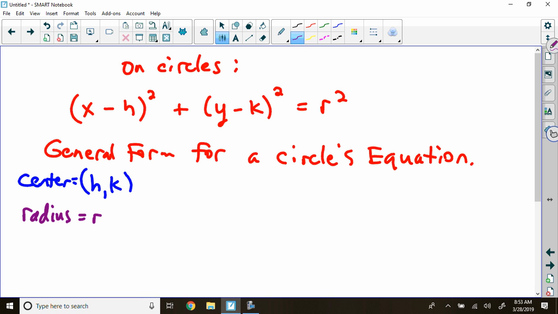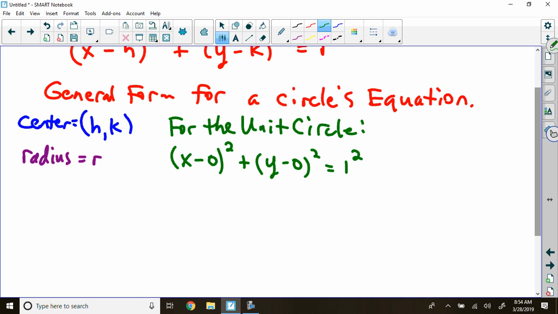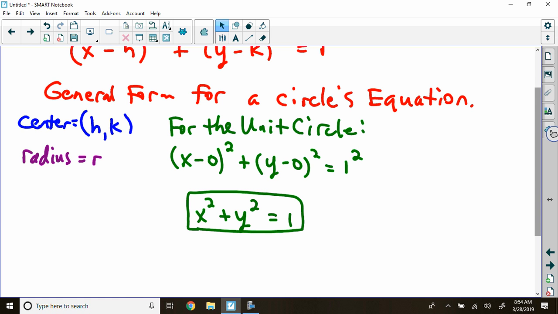Now for the unit circle, we can go ahead and plug some numbers in here and see what happens. x is still going to be x, so we plug in x minus our center's coordinate. h is going to be 0, so it's x minus 0 squared plus y minus 0, the coordinates of the center are 0, 0, squared. And we said the radius of the unit circle is 1. So that's going to equal 1 squared. If I simplify this, that's going to be x squared plus y squared equals 1. So that's the equation if we wanted to graph the unit circle.